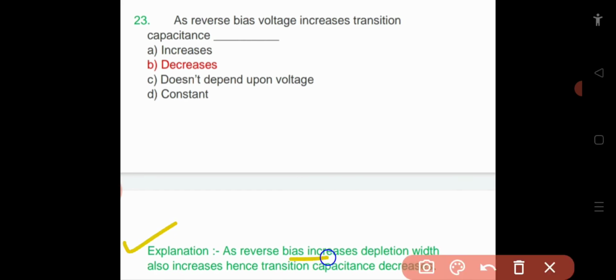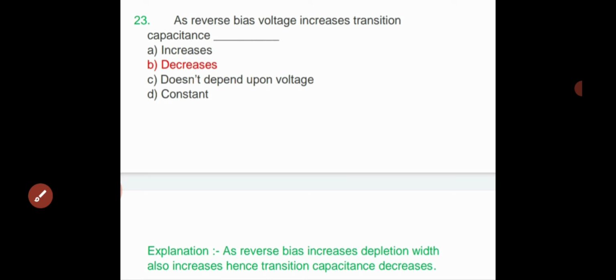As the reverse bias increases, the depletion width also increases, hence the transition capacitance will decrease.